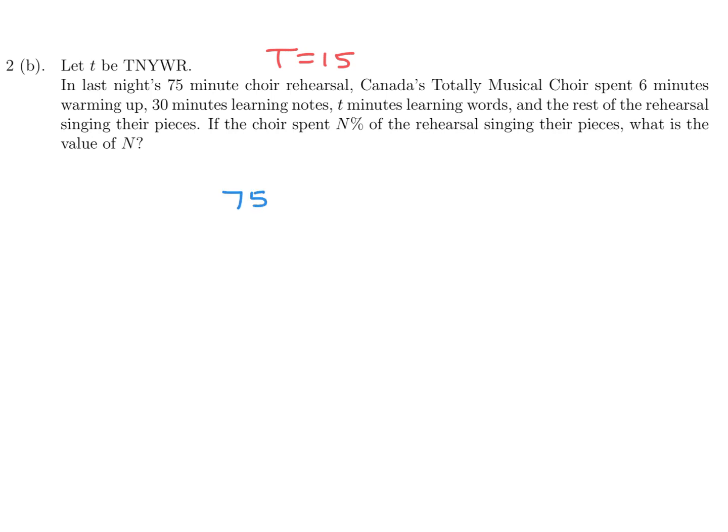So we have 75 minutes, and we're dividing it: 6 for warming up, 30 for learning notes, 15 for learning the words, and then N for singing. Now, we can easily figure out N by subtracting from 75 the 6, 30, and 15. And when you do, you get 24. And what are they asking? What is the value of N%? Okay. The value of N is 24.